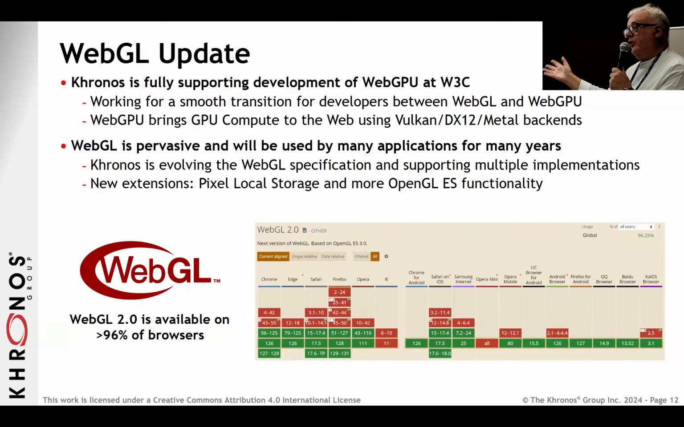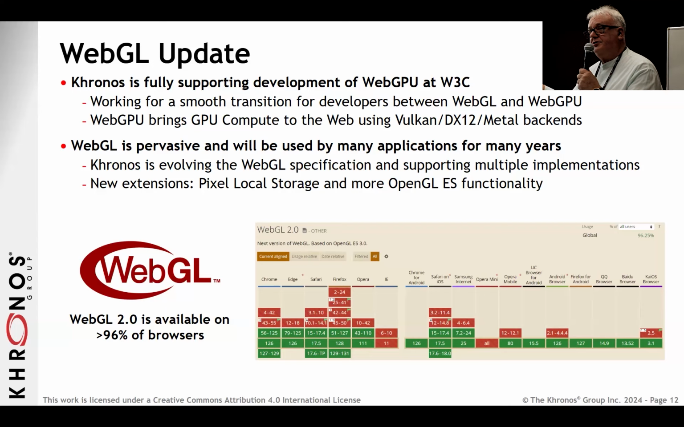And WebGL is not being ignored at Khronos. We want to make sure that WebGL is a stable, reliable API throughout its entire lifetime. So we're actually adding functionality, adding performance tests, and making sure that WebGL remains a reliable platform for as long as it's needed, which I think is going to be a very long time.